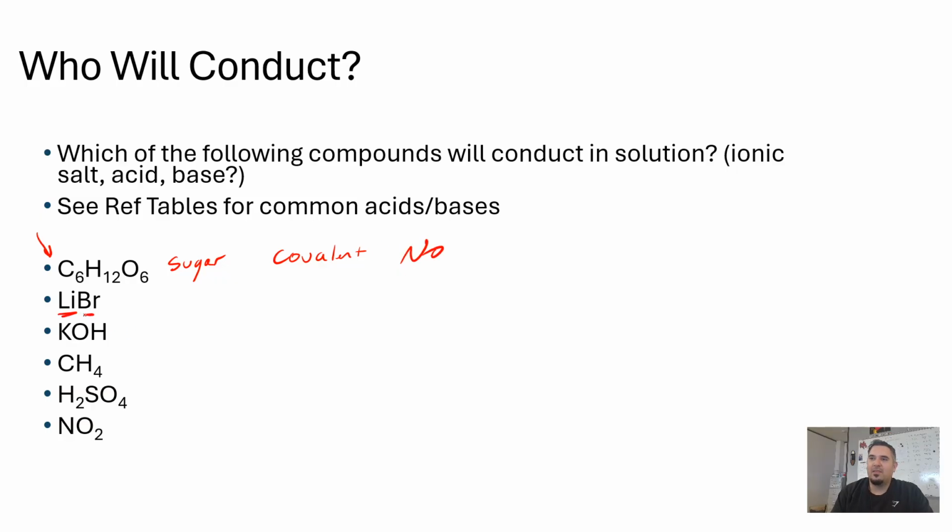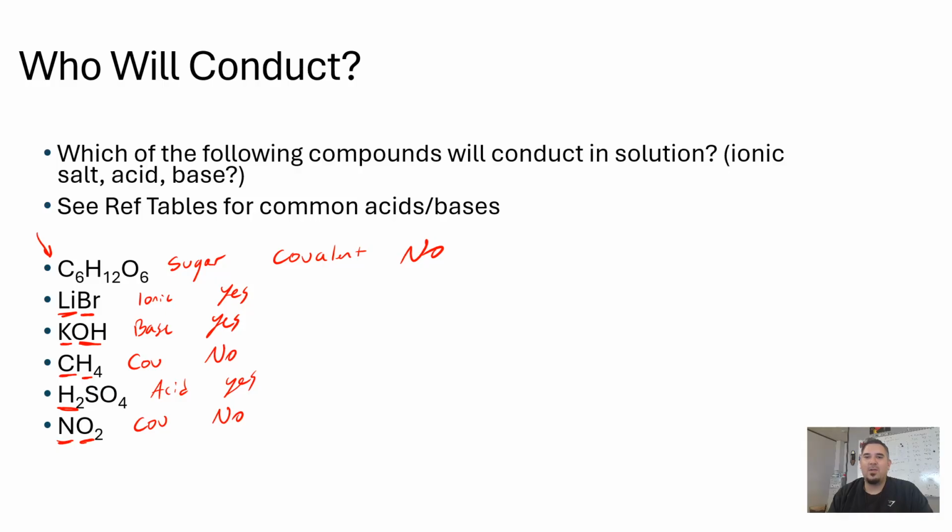All right, next one we have lithium and bromine. This is ionic, and if it's ionic, then it will conduct. So yes, this is an electrolyte. Next one is potassium hydroxide. Because it's hydroxide, this is a base, and we know that bases do conduct. Next one is CH4. This is a covalent compound. This is not an acid, so it will not conduct. Next one is H2SO4. This is an acid, and acids will conduct. So yes. And the last one, NO2. This is another example of a covalent compound, and covalent compounds will not conduct electricity.